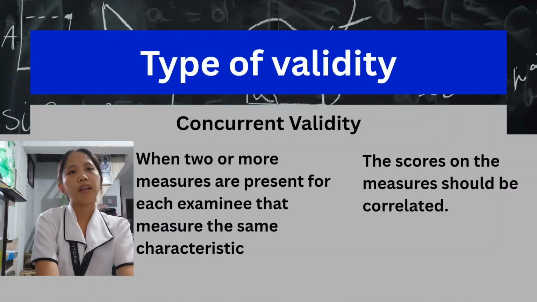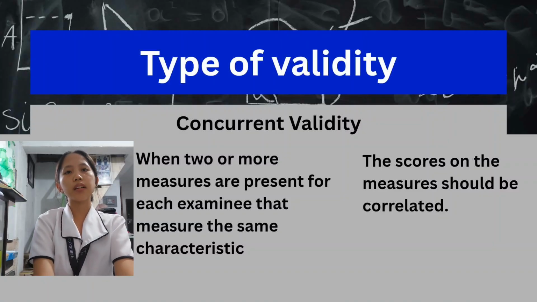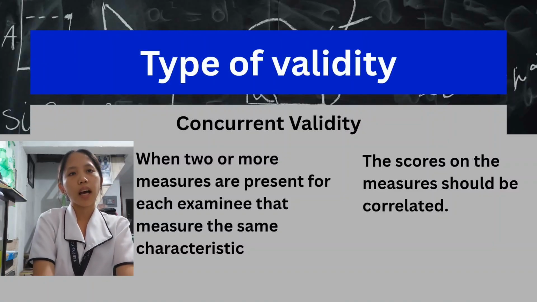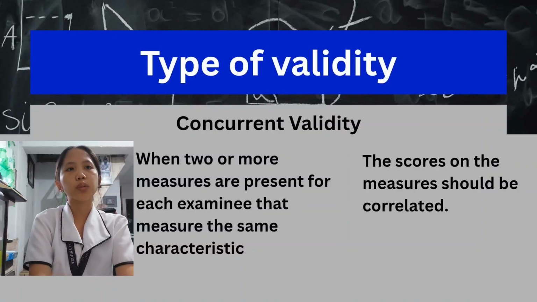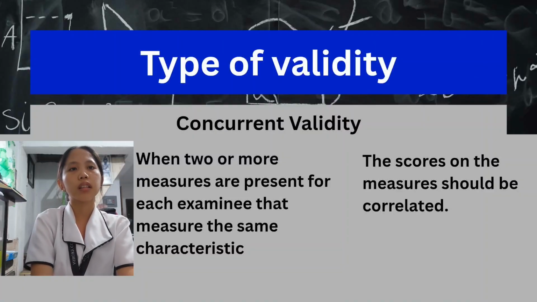So next one, we have the concurrent validity. In concurrent validity, it means that it checks whether two or more tests or measures that are supposed to measure the same thing give similar or related results. So the important thing dito is that the measures are given or available at the same time. Let's have an example. Let's say we want to measure a student's English reading ability.